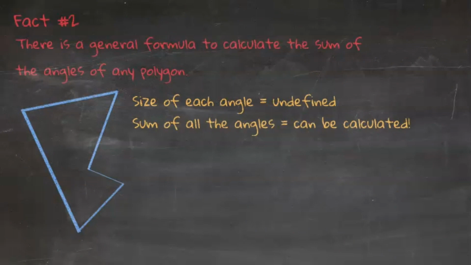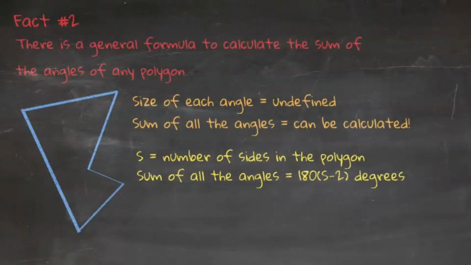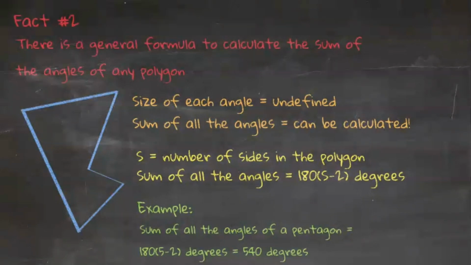So what's the formula? Let's say S is the number of sides of the polygon. The sum of all its angles is 180 multiplied by (S minus 2) in degrees. For example, a pentagon's angles will sum to 180 times (5 minus 2), which equals 540 degrees.